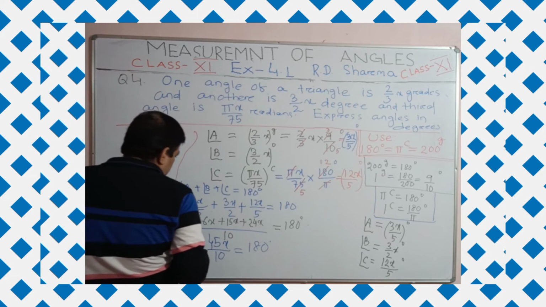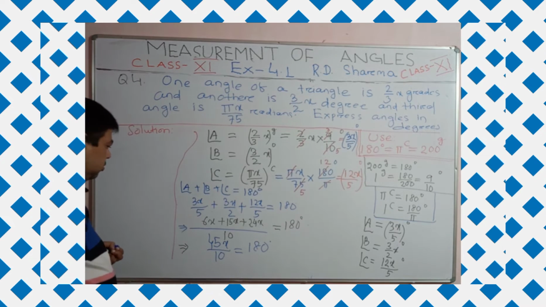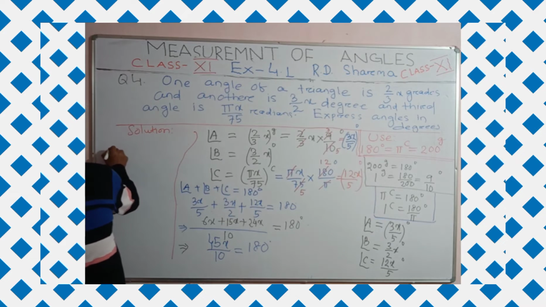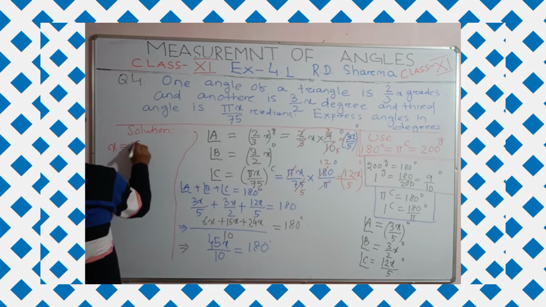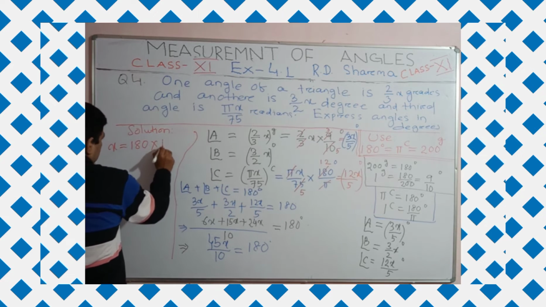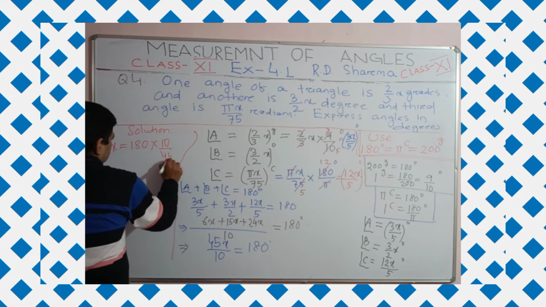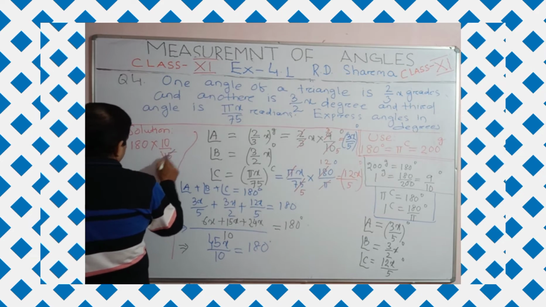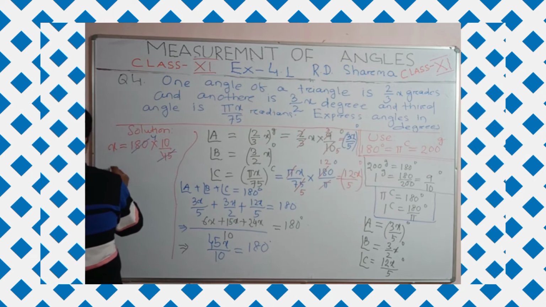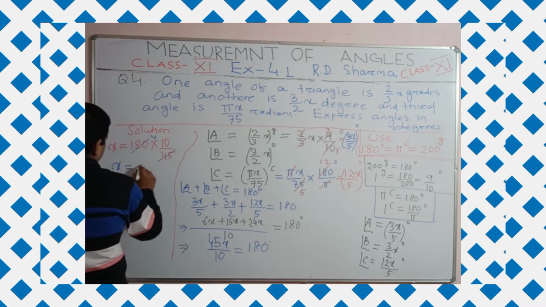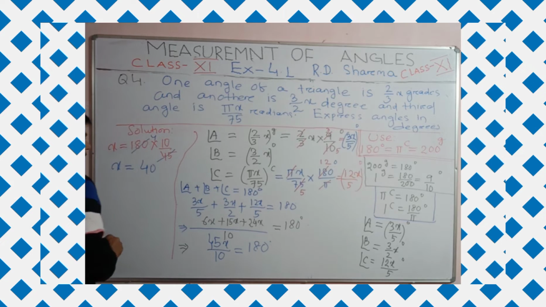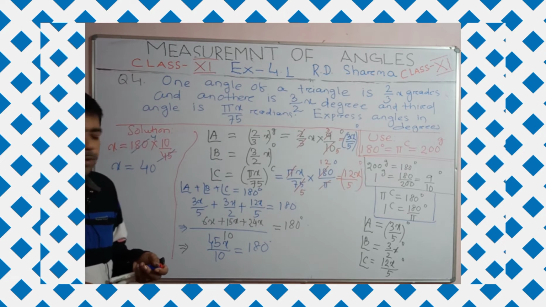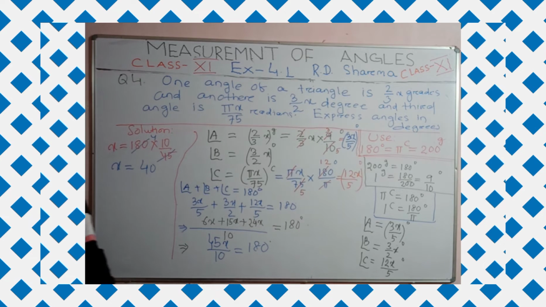So you can directly find x is equal to 180 into 10 upon 45. And here 10 upon 45 means what? 45 times 4 is 180. Yes or no? So x is equal to how much? x is equal to 4 into 10, 40. We got x is equal to 40. Yes.